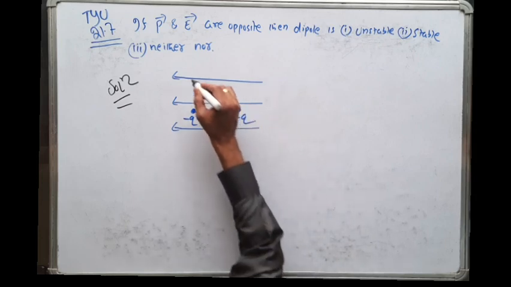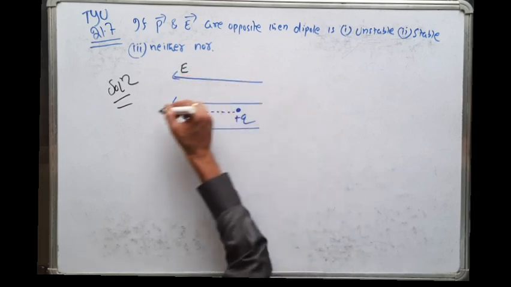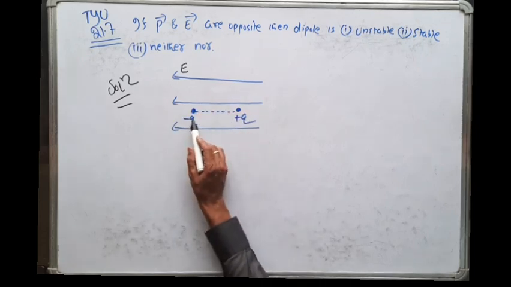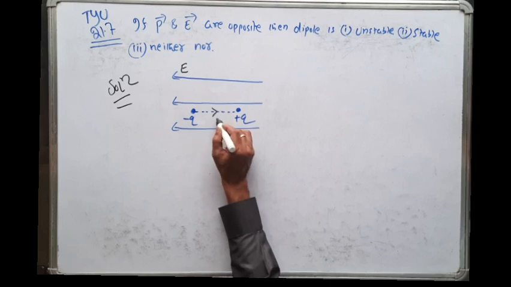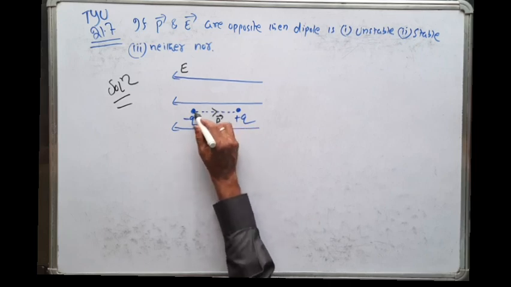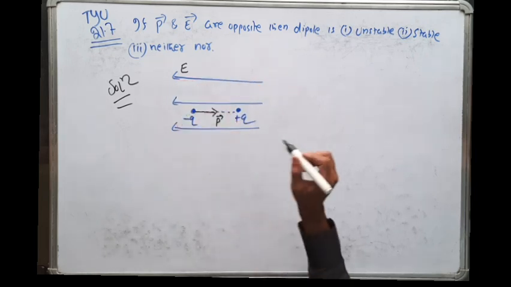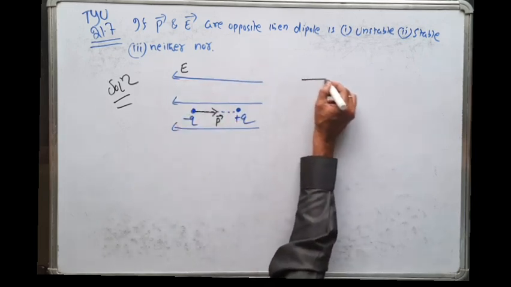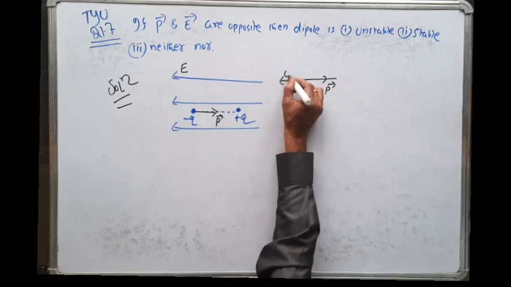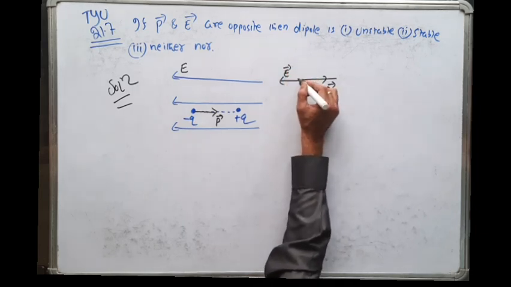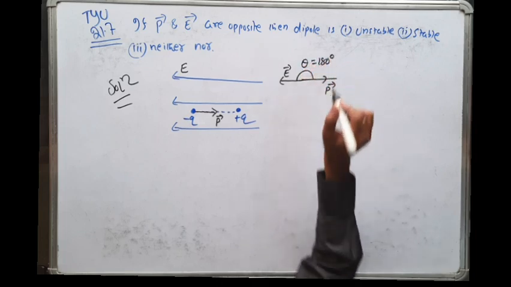Now see, suppose the electric field is given towards the left direction, and here is a dipole, minus q, plus q. You know what the direction of the dipole moment is? It is always from negative to positive. So this is the direction of the dipole moment, and this is the direction of the electric field. Then what is the angle between P and E? That is theta, which is equal to 180 degrees.